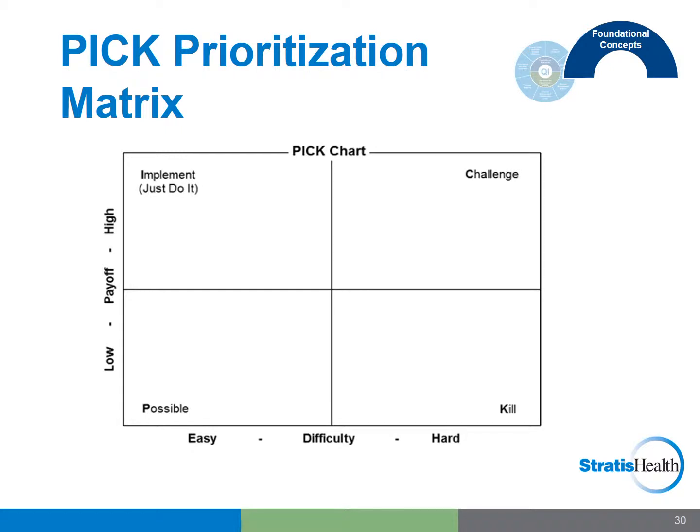The PIC prioritization matrix is a Lean Six Sigma tool, another QI methodology, to help rank work that your quality improvement team should undertake using a quadrant system that corresponds to the PIC acronym: possible, implement, challenge, kill. It will help you to compare the payoff and difficulty of multiple project options. The tool employs a simple set of criteria: the payoff, vertical axis, low to high, and the difficulty, on the horizontal axis, easy to hard.